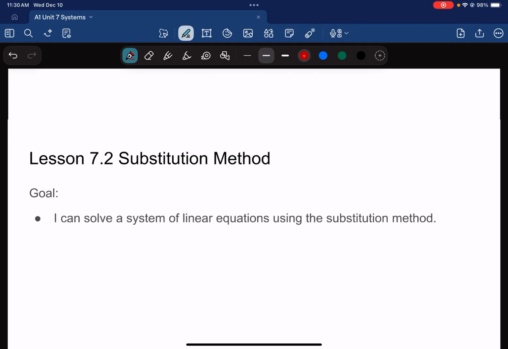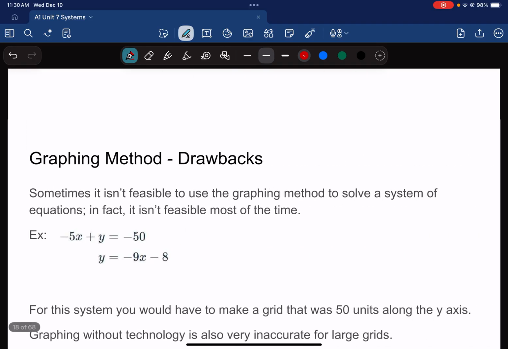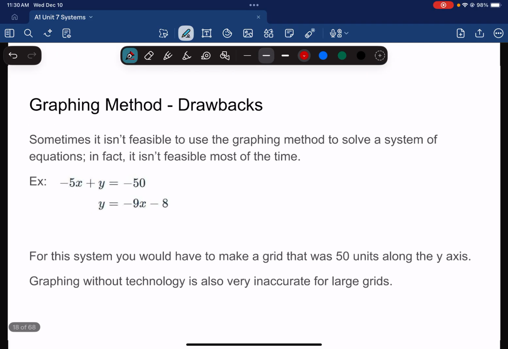This is lesson 7.2 called Substitution Method. The goal for this lesson is I can solve a system of linear equations using the substitution method. How convenient is that? So there are some drawbacks to the graphing method.